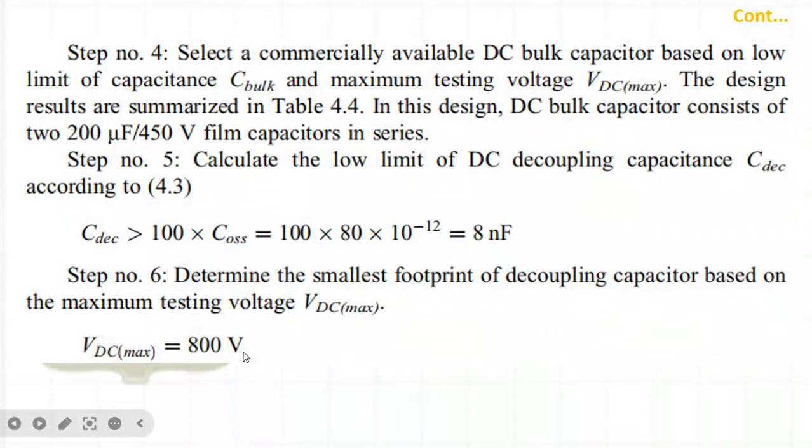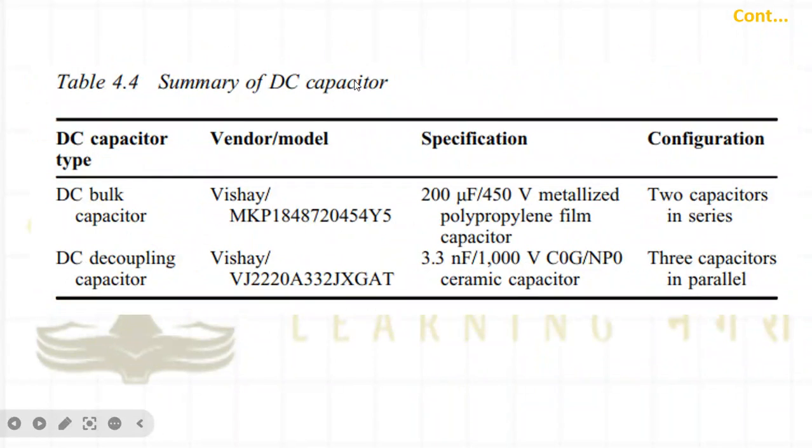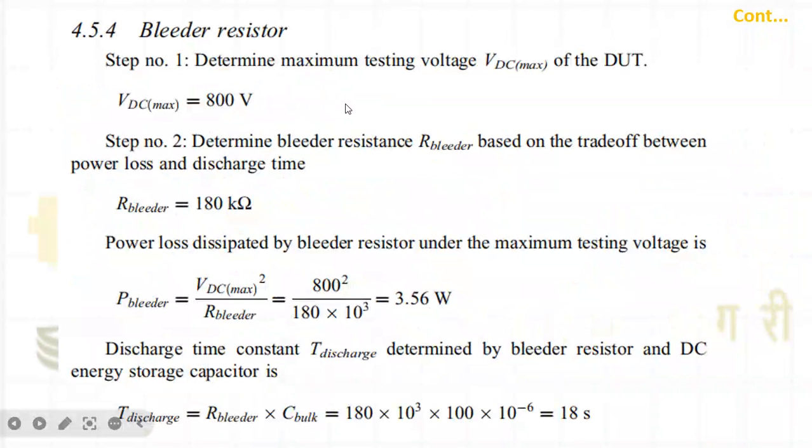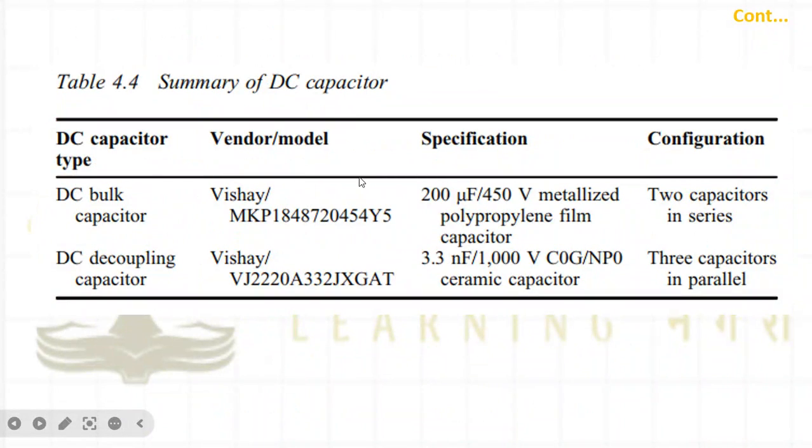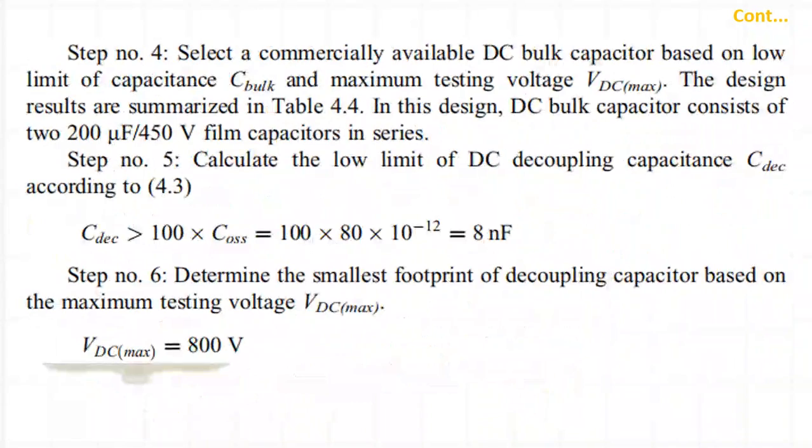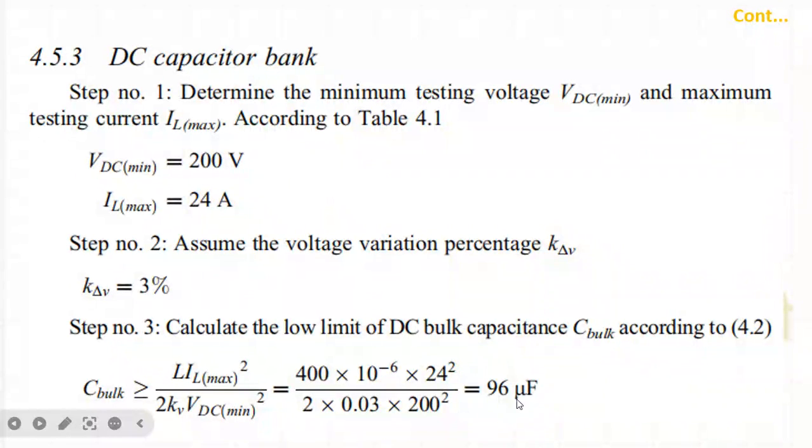So accordingly we have taken this particular thing. Okay, so this thing is also fine. Now in summary, if I wanted to buy the capacitor, how should I buy? I have taken two 200 microfarad, 450 volt metallized polypropylene film capacitors in series. So my requirement is about 96 microfarad.